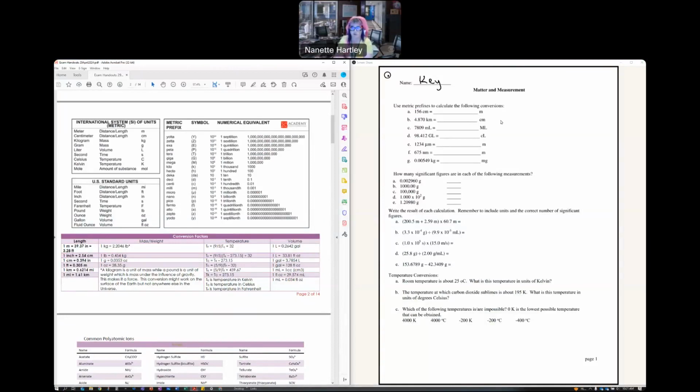So I'm going to go ahead and share my screen so that you can see what we're talking about. Now, I'm creating the key for in-class practice 1.